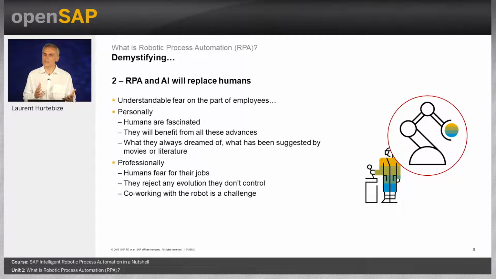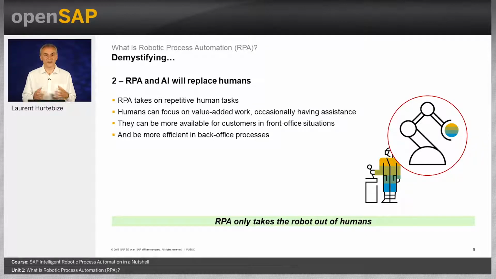The fear is coming from the belief that working with a robot is something too difficult. We are here to reassure, to convince, to help customers understand that there are many more benefits to working with a software robot. The truth is that RPA is here to relieve humans from silly tasks so they can focus on core business and be more efficient in making decisions on more complex cases. In fact, RPA takes the robot out of humans.